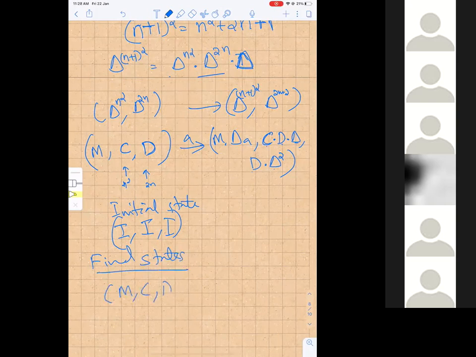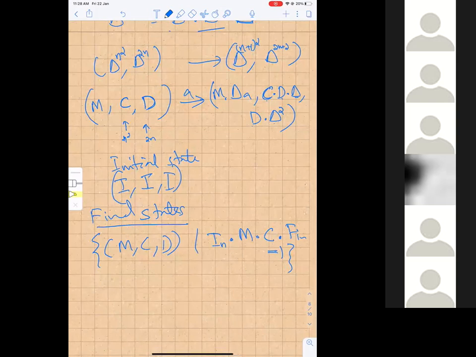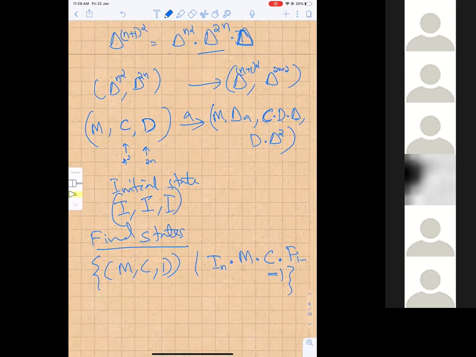So if it is M, C, D such that I initial times M times C times F final is equal to 1, the third coordinate should not be I. It should be I square, or rather delta square. Because n square on 1 is 1, but 2n on 1 is 2, so we have to take care of this. We need this information already for the next step, don't we?